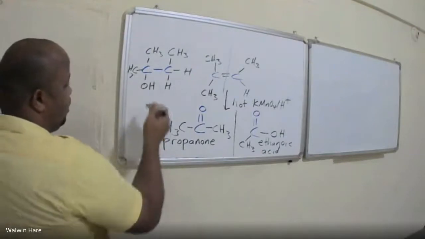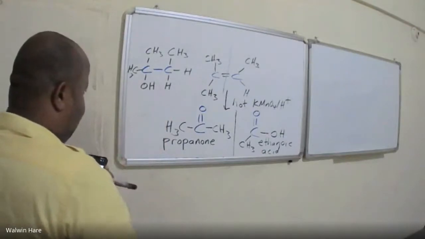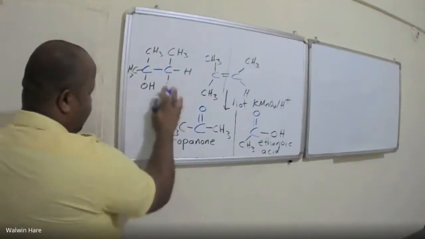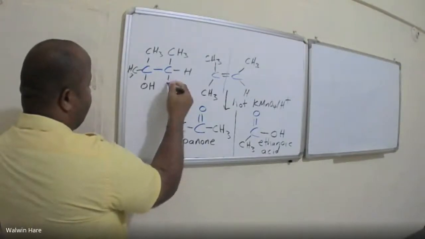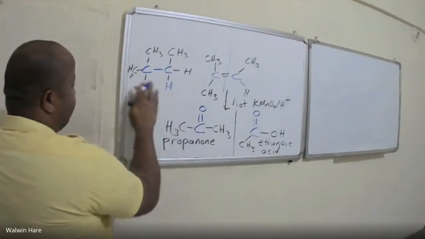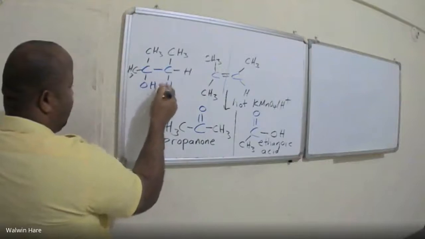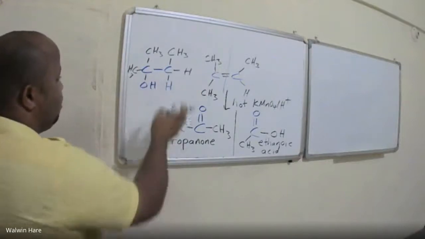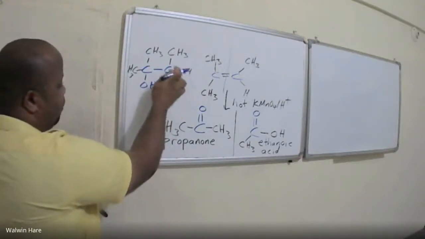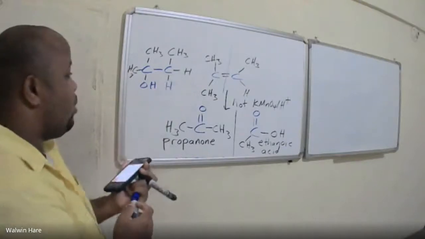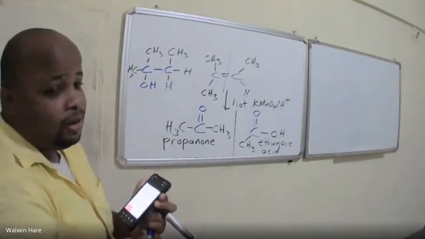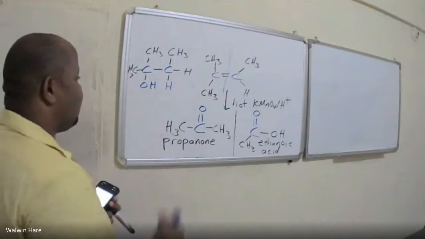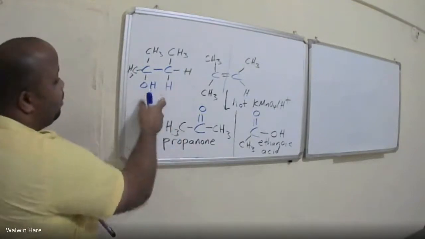So all we're doing is adding water here. So this hydrogen is from the water. So OH goes to one carbon atom and the H goes to the next one. Now, just like with the addition of HBr, we are going to do this same thing with the water.